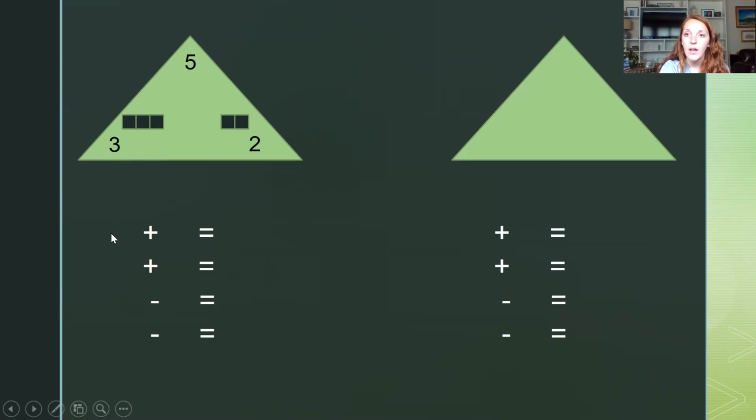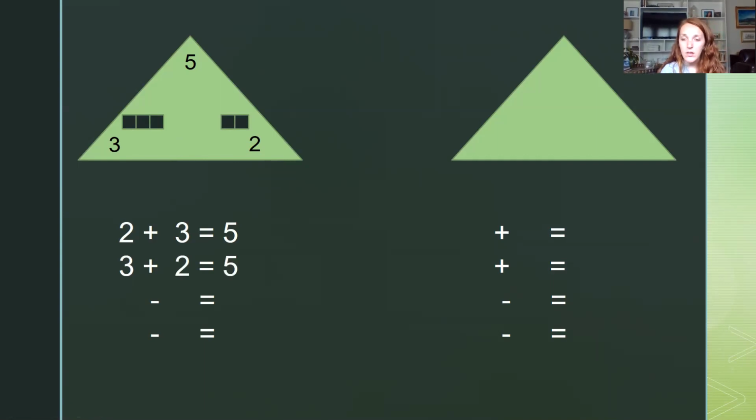So how am I going to write a plus sentence, a sentence that calls for addition? If I put 3 and 2 together, if I put them back together, is it going to make 5? You're right. So 2 plus 3 is going to equal what? I put these 2 together. What's it going to make? It's going to make 5. Good. I could also put the 3 first. I could say 3 plus 2 equals 5.